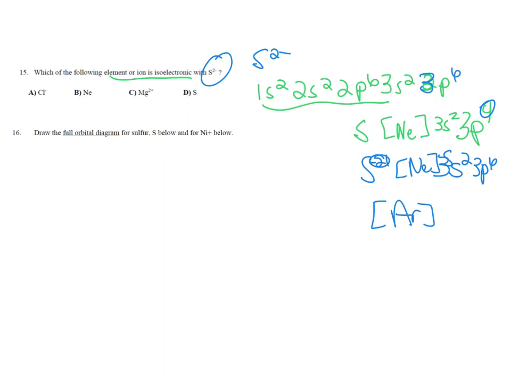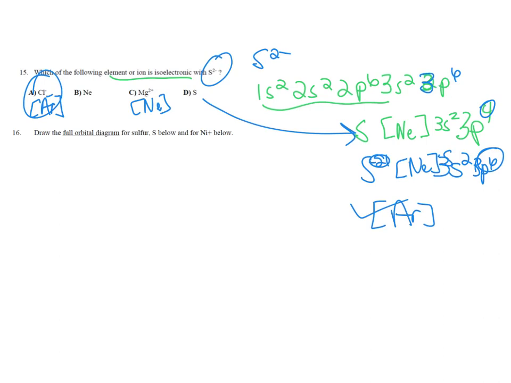But sometimes when you do these, it's easier to start with the element that's neutral, and then you can add those electrons. So which one would that be? You could see that Cl minus 1, you move it one place, that's argon, so it would be A. Neon's not. Magnesium, you move that 2 places back, that's isoelectronic with neon. And then sulfur is obviously not isoelectronic because it doesn't have the same number of electrons and therefore would not have the same electron configuration.